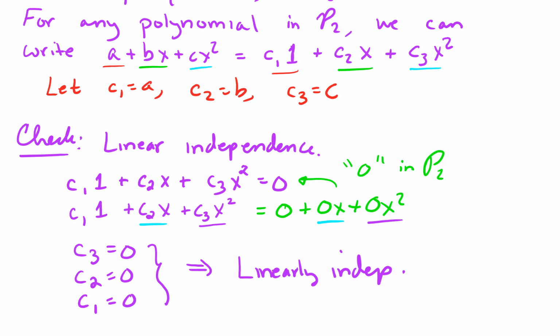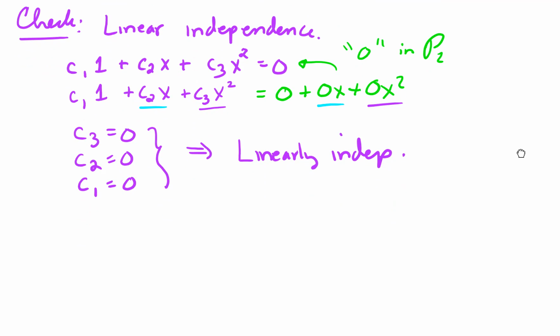So the conclusion is that since this set spans P2 and since we have a linearly independent set, this shows that the set 1, x, and x squared is a basis for P2.